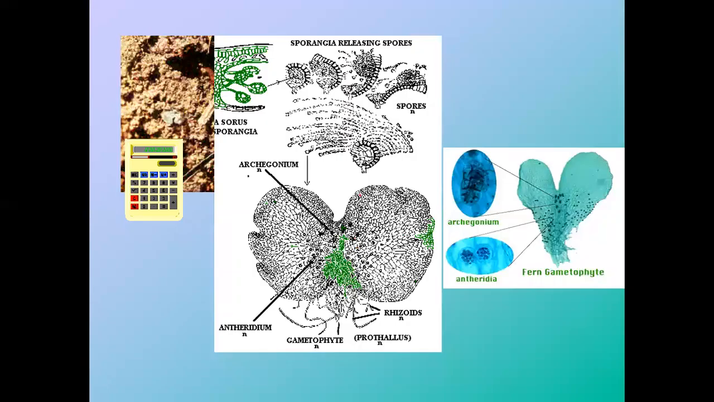This is what the gametophyte looked like. Remember, it was just a little thing about the same size as your fingernail. This is an actual one right here, and you can see next to the calculator how small it is. And this is another actual one, and on this one you can see the antheridia and the archegonia. These are the sex organs on the gametophyte. This one's making eggs, and this one's making sperm by mitosis.